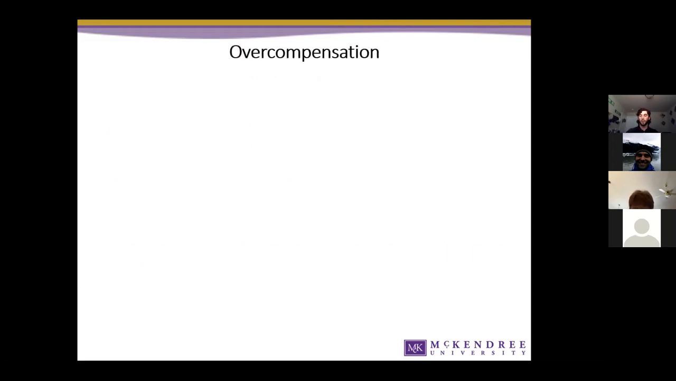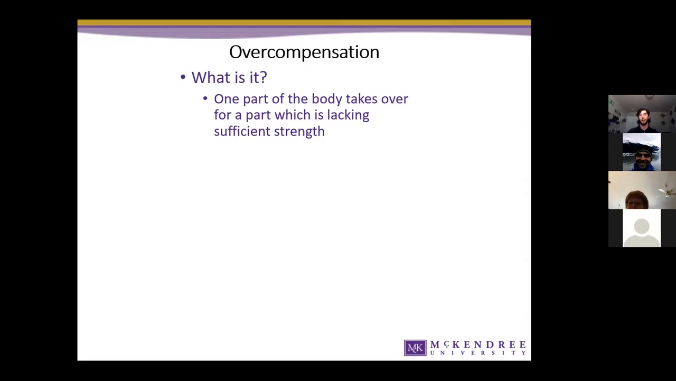So with that, I'm going to go ahead and bring us to the first theme of this presentation, which is talking about overcompensation. So what is it, right? It's pretty self-explanatory, I think. To put it in very layman's terms, one part of the body takes over for a part which is lacking sufficient strength to do a movement or do an activity. I have some examples of this.